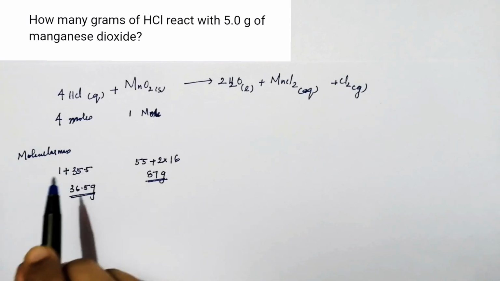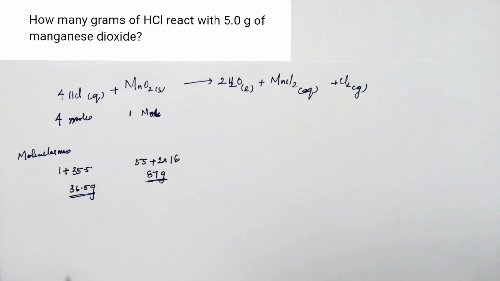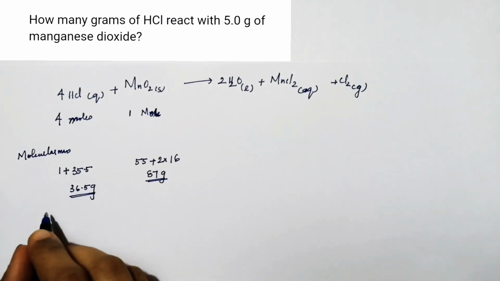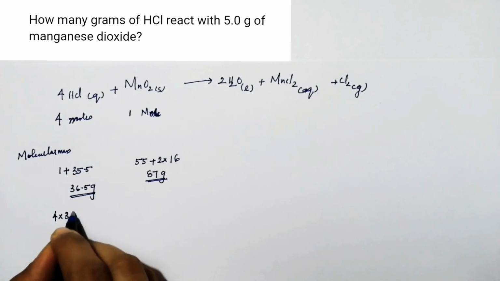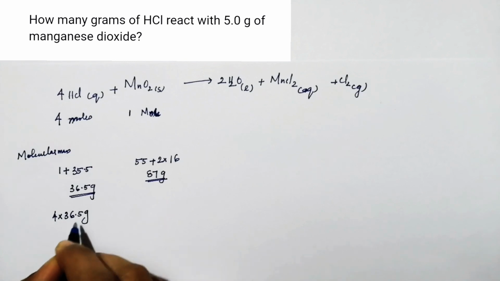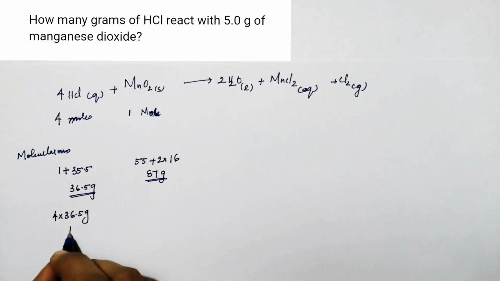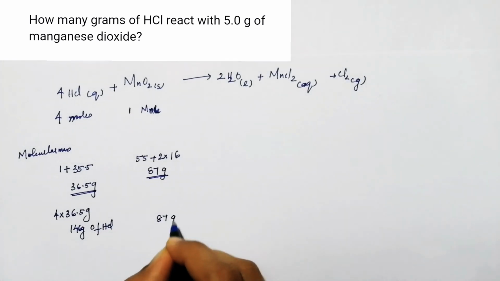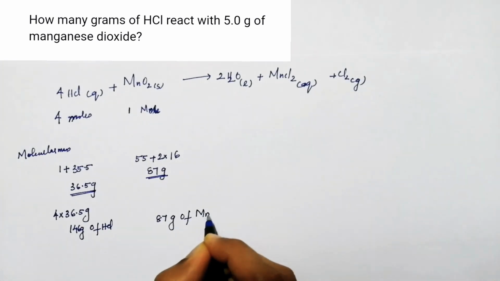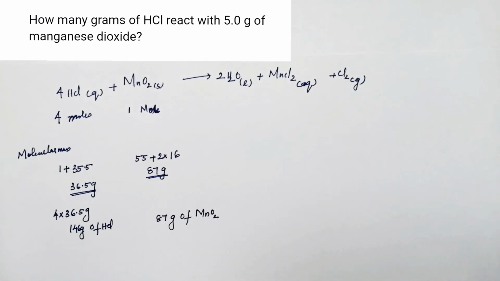Since 4 moles of HCl is reacted, we have to multiply this with 4. So we get 4 into 36.5 gram, which is equal to 146 gram of HCl is reacting with 87 gram of MnO2 to carry out this reaction.